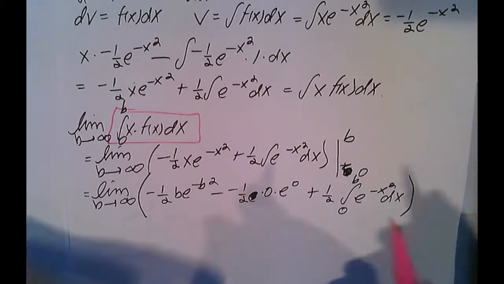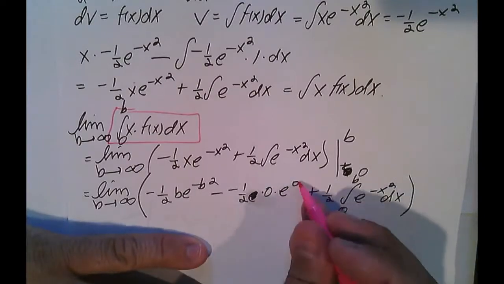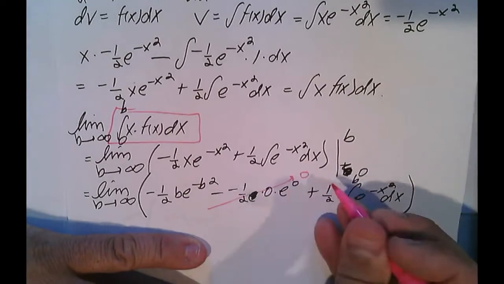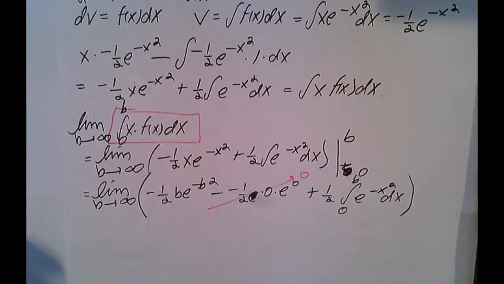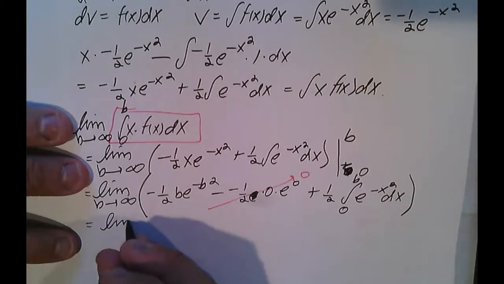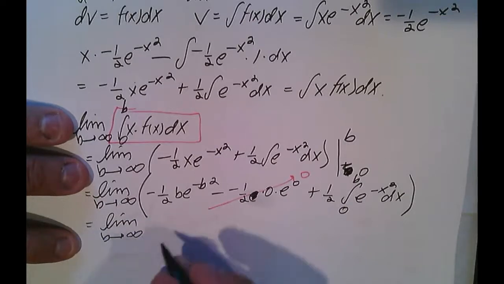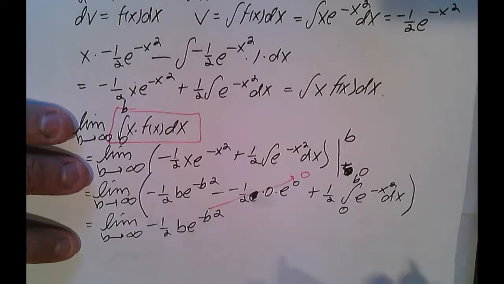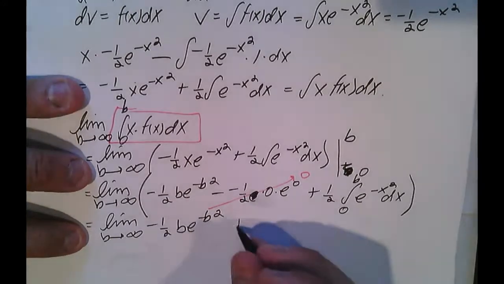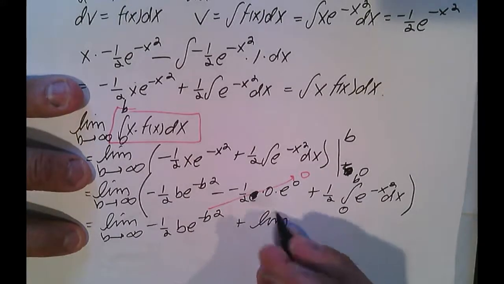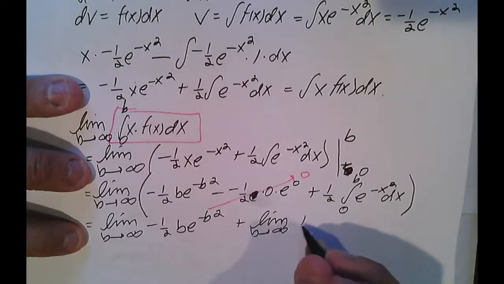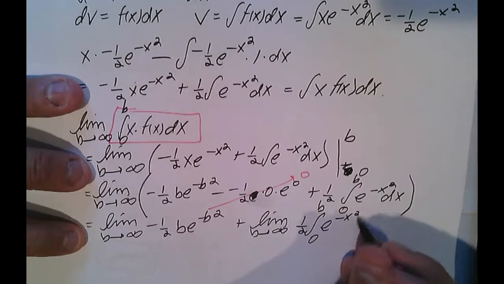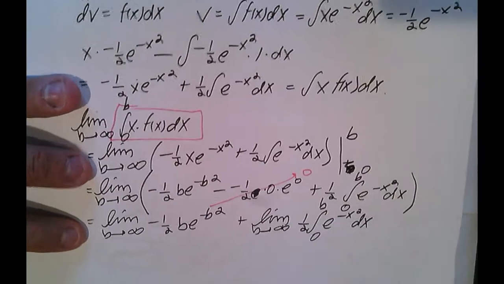Holy Toledo. Well, e to the 0 is 1 times 0 is 0, so good news. All that's 0. I need to find the limit as b approaches infinity of negative 1/2 b e to the negative b squared, plus I have to find the limit as b approaches infinity of 1/2 the integral from 0 to b e to the negative x squared dx.